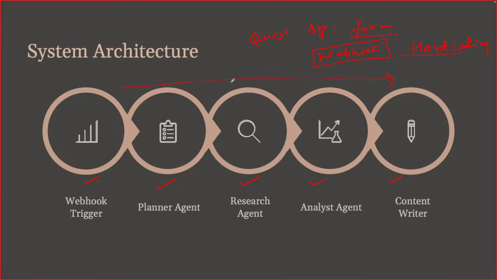Sorry, let me go back. So here we are gonna use webhook. Webhook sits and listens for the input. As soon as it gets the input, it sends the input to the planner, then it sends to researcher, then to analyst, then to content writer, and then to the last one, which is nothing but sending the email. Okay, the flow is clear. Just give me thumbs up quickly. We will go and start building our agent right now.